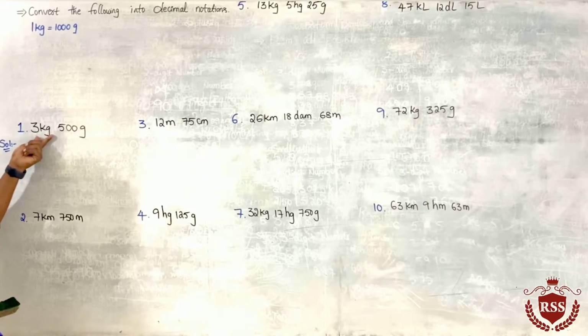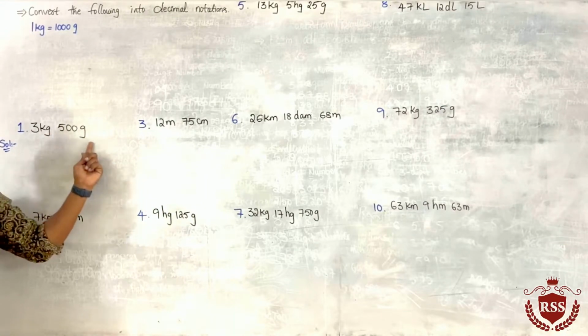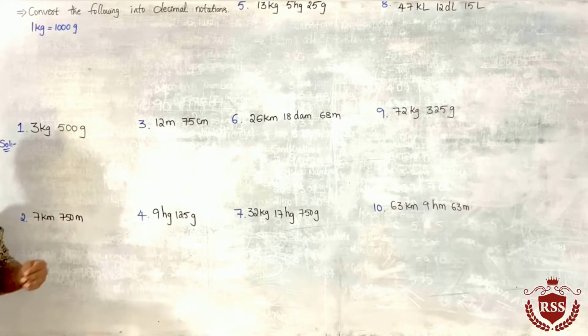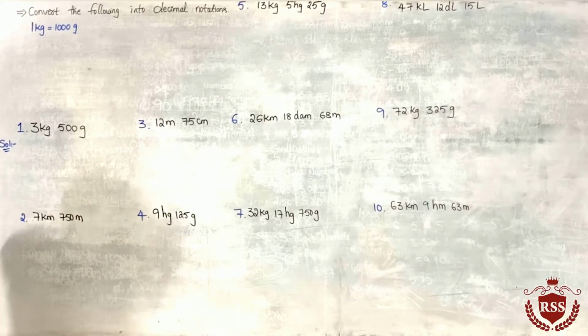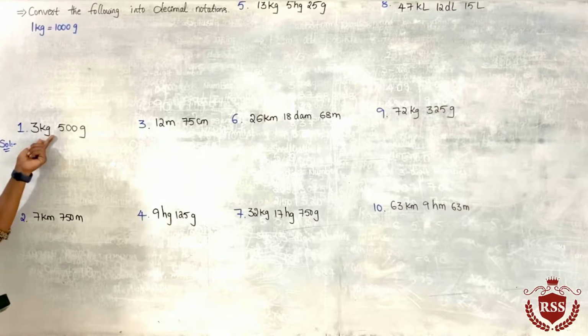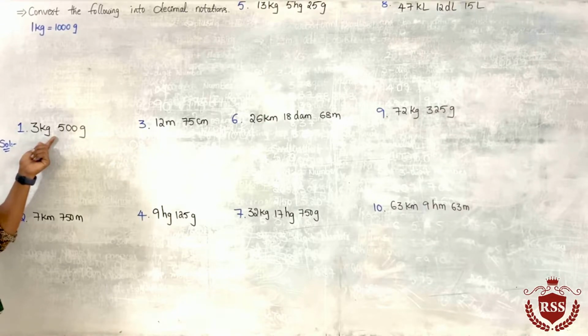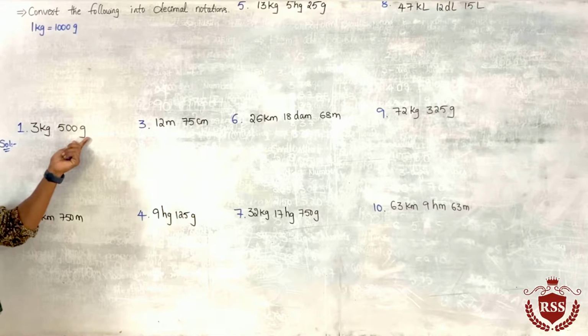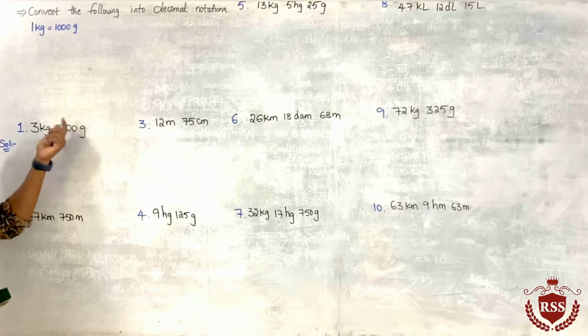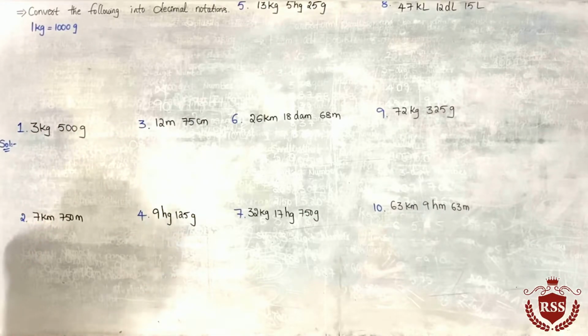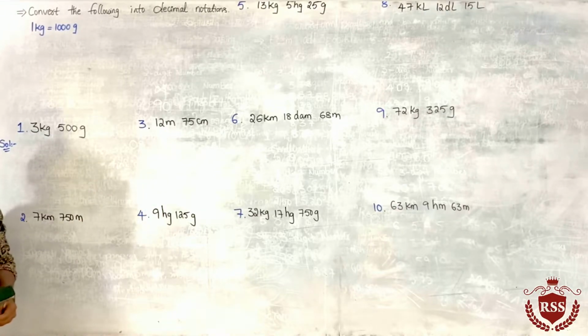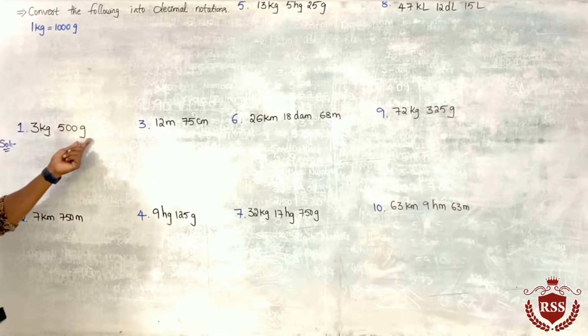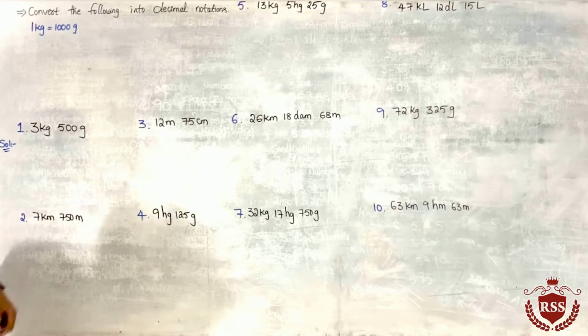We have to convert all the given units in the question into the maximum unit, which is kilogram. So in kilograms only we have to convert the grams. Sir, how will the grams be converted into kilograms? We have learned kilograms are converted into grams, which is very easy, but here we need to convert grams into kilograms. How will it be converted?